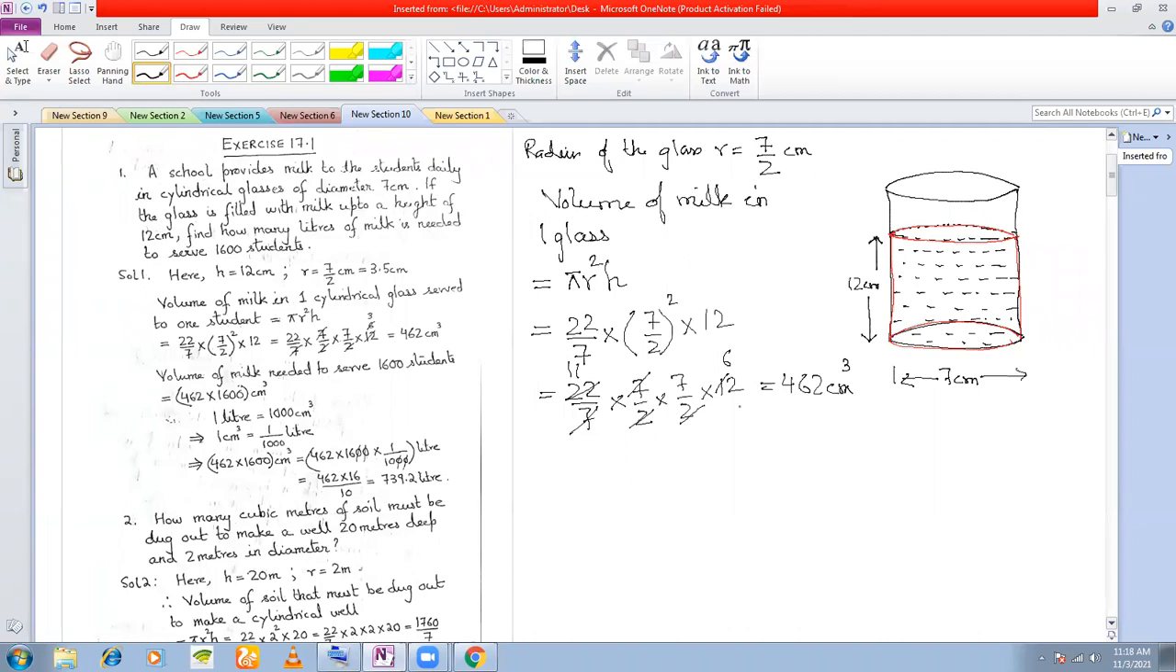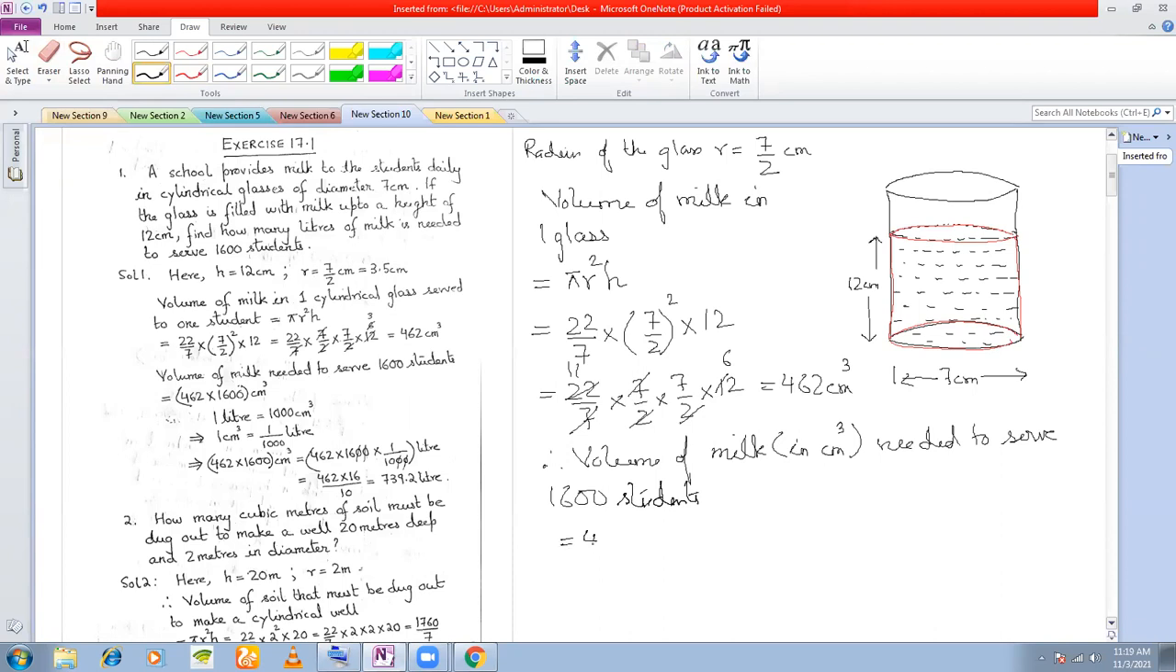Okay, and how many students are there in the school? There are 1600 students. So therefore, volume of milk in centimeter cube needed to serve 1600 students. So one student consumes 462 centimeter cube of milk. So for 1600 students, what is the volume of milk needed? 462 into 1600. Okay, this much centimeter cube.